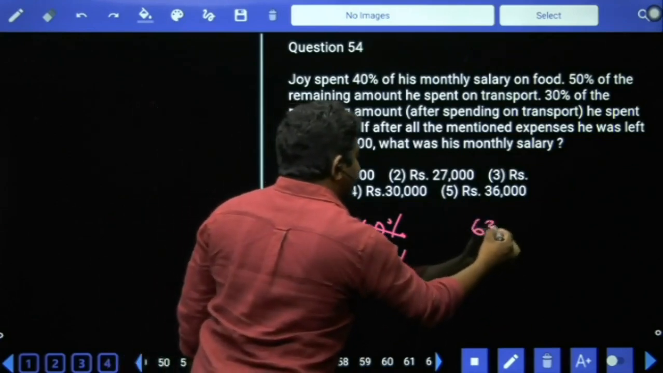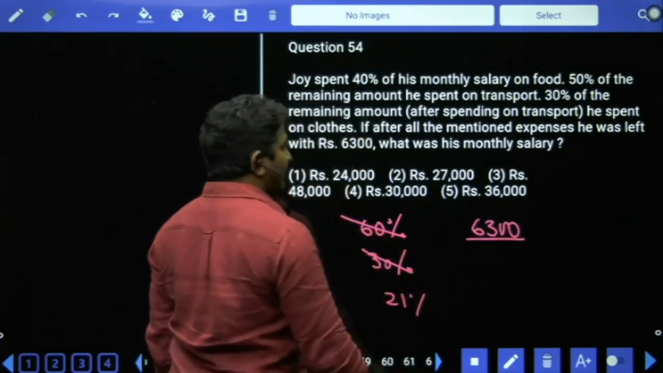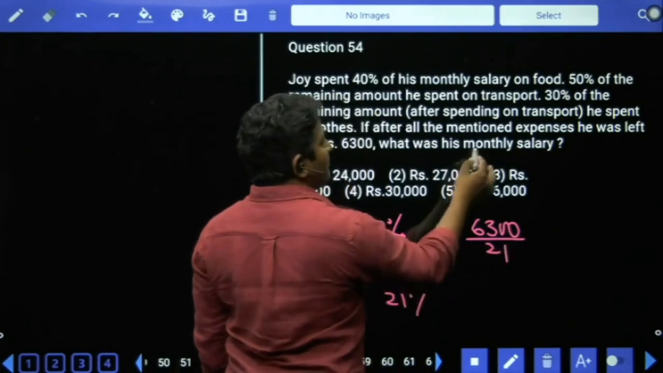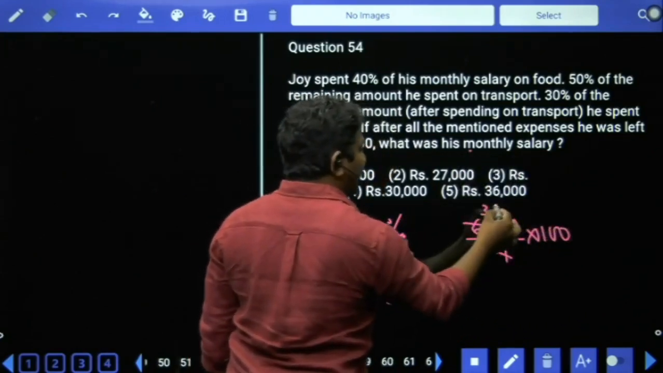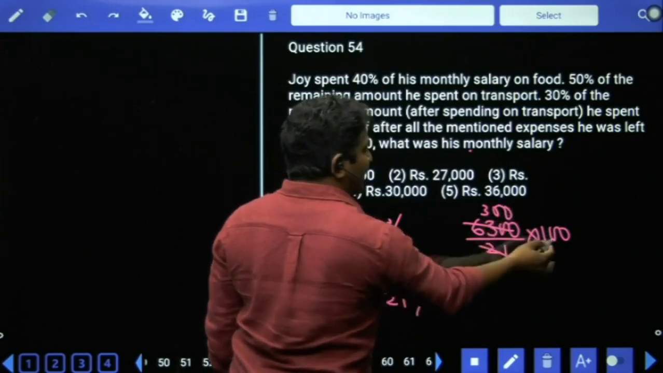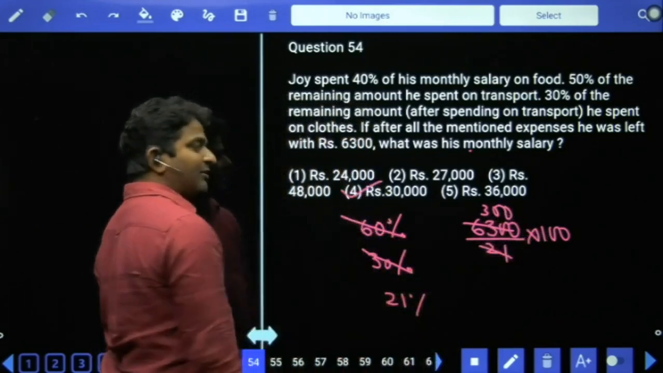From this, 1% is 6,300 divided by 21. Monthly salary was 100%, so multiply by 100. 21 goes 3 times, with 2 zeros, so 300 into 100, 30,000. Fourth option, answer.